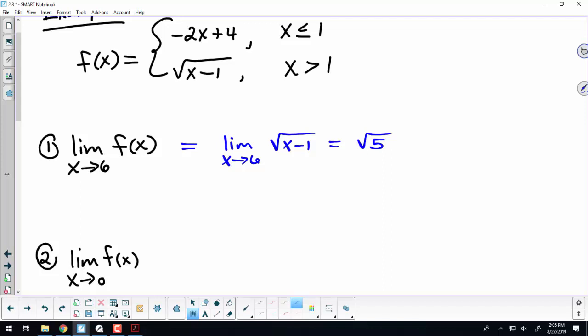Okay. What about the limit as x approaches 0 on that function? Use the top function. 0 is smaller than or equal to 1. And that limit would be? 4.